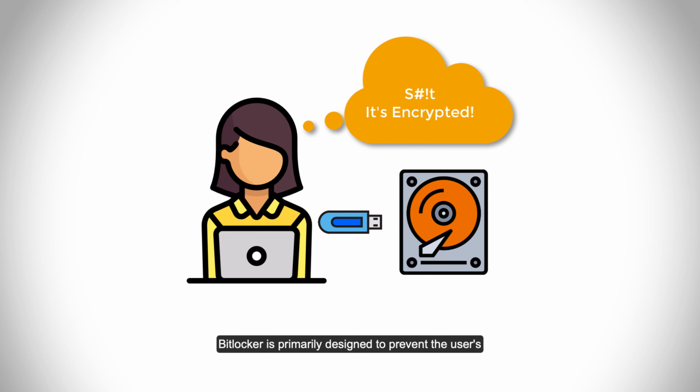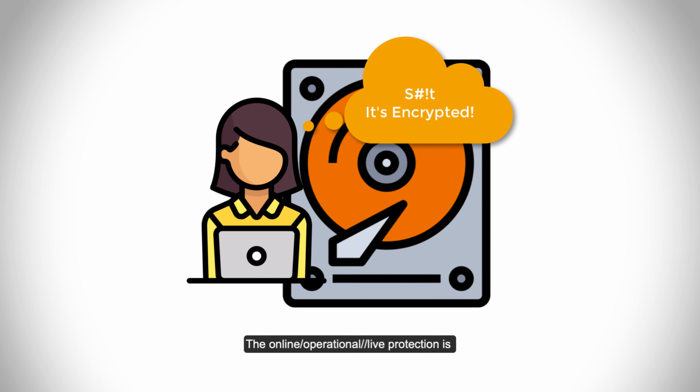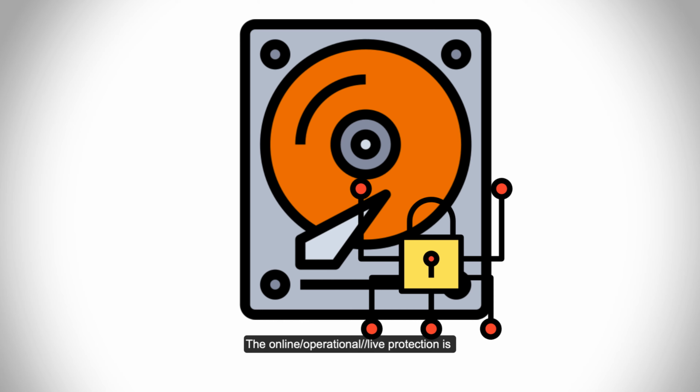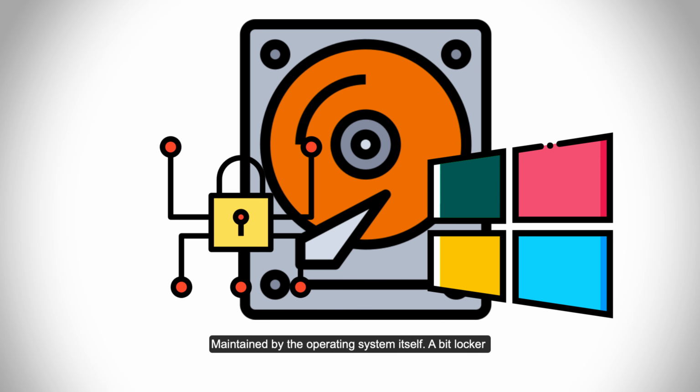BitLocker is primarily designed to prevent a user's data or even a company's data from being viewed, extracted, or retrieved in case a drive is stolen. It doesn't protect a system when it's running, because the online live protection is maintained by the operating system itself. BitLocker is basically something that protects the data from being viewed or retrieved in another computer.